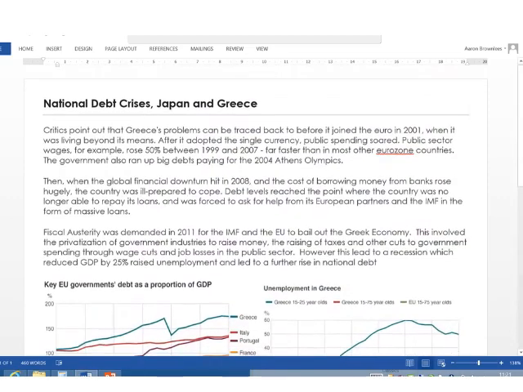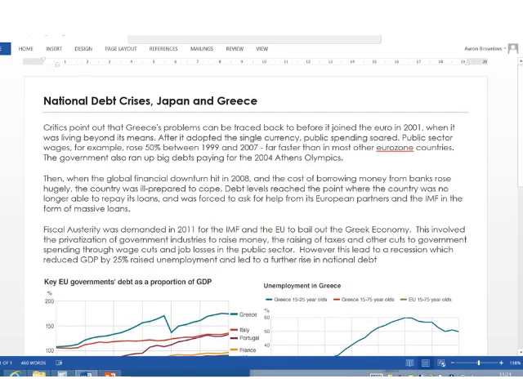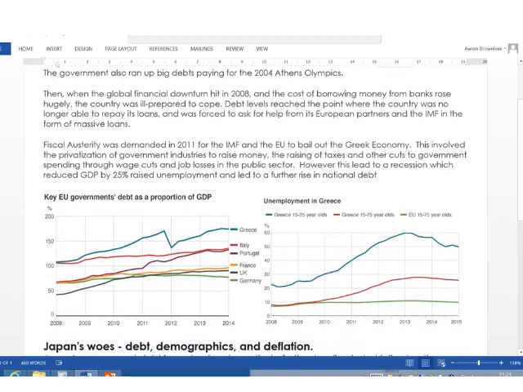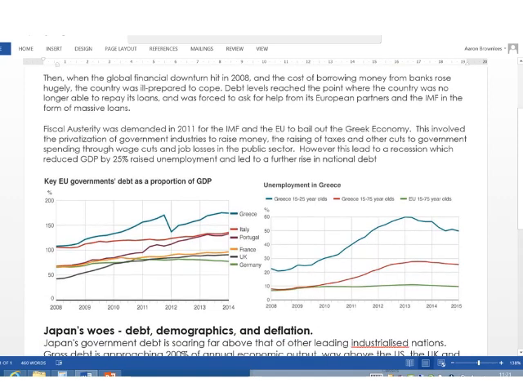The case study itself gives you some wider information on Greece. So it's talking about Greece taking the single currency and hugely increasing public spending. So that would indicate that they have spent more than they've taken in taxes, leading to this debt. Then it says during the financial crisis, the cost of borrowing rose and the country's debt got to a point where it was no longer able to repay its loans, and it was forced to ask for help from the European partners and the IMF. Fiscal austerity was demanded in 2011.